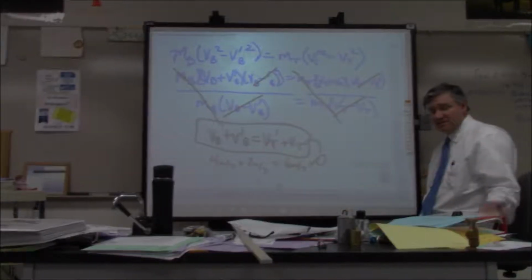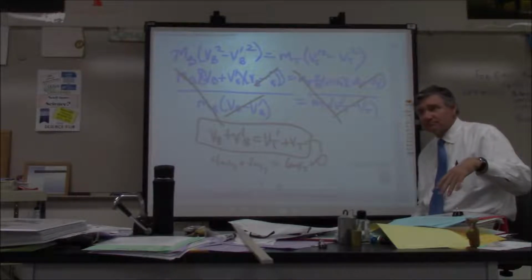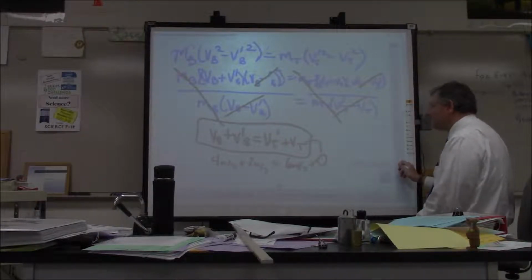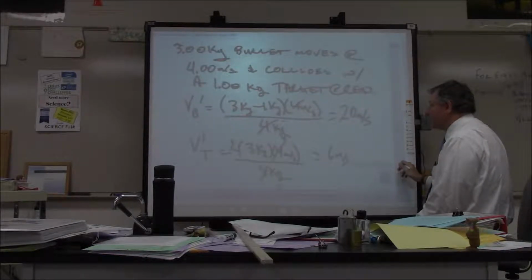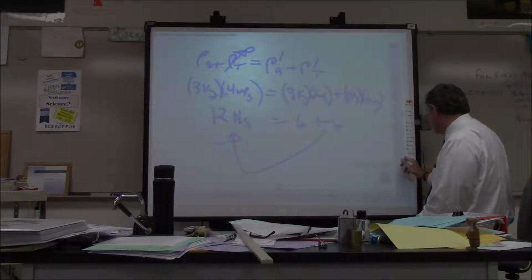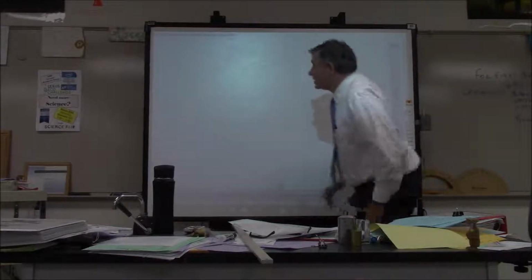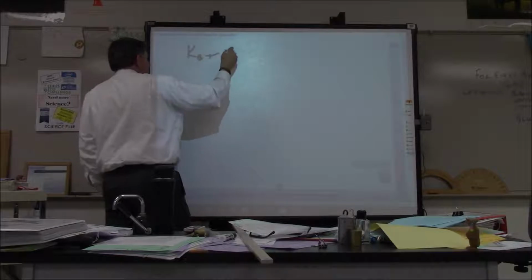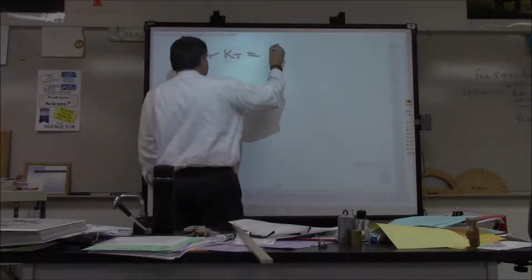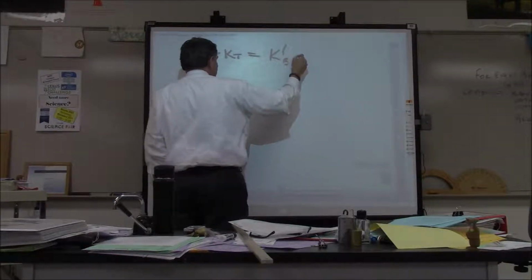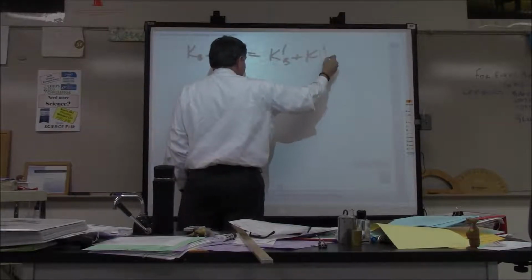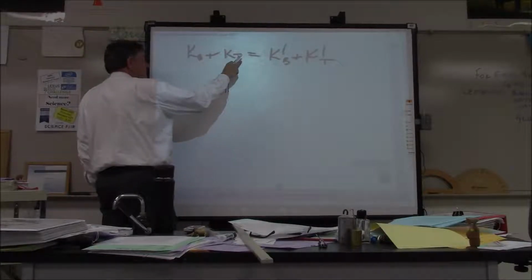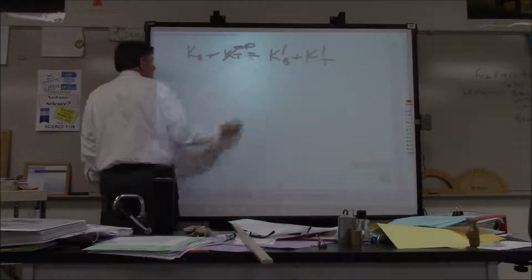What are you going to deal with first, energy or momentum? Shai, pick one. Momentum, energy. Energy. Okay, that's the more difficult one. You chose wisely. Okay, so we're going to deal with energy. So I've got the kinetic energy of the bullet plus the kinetic energy of the target equals the new kinetic energy of the bullet plus the new kinetic energy of the target. So what's the initial kinetic energy of the target? 0. Okay, don't have to worry about that.